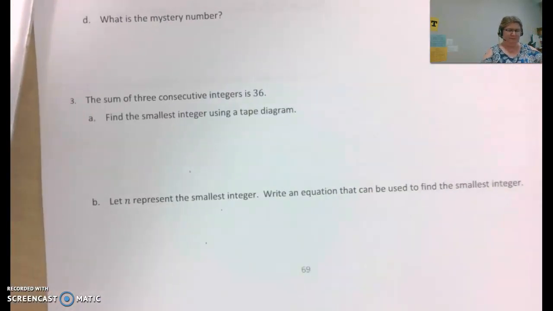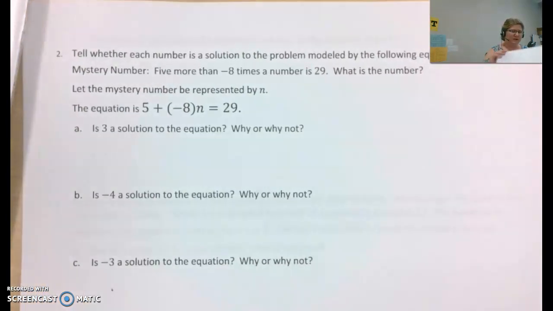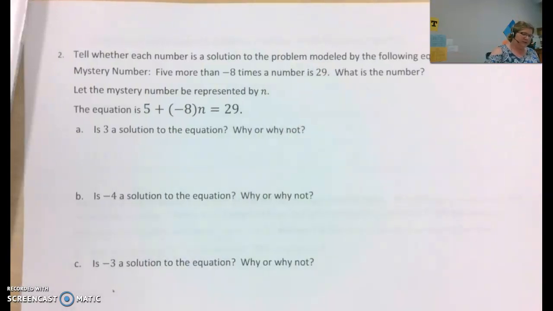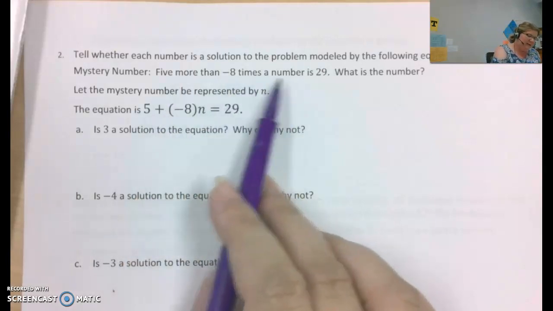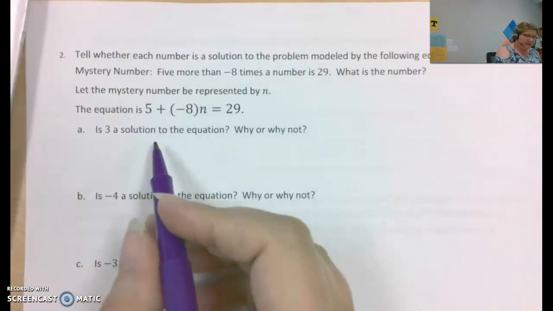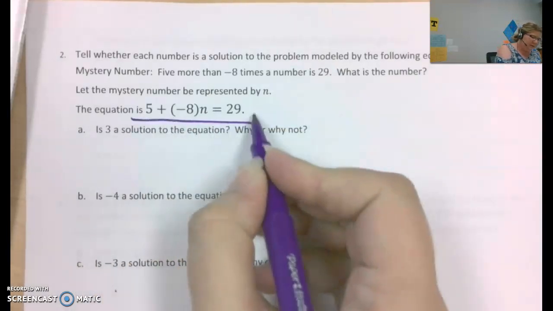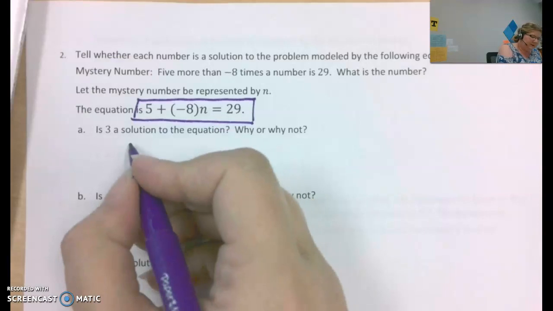Okay. This time we have a situation. Tell whether each number is a solution to the problem, modeled by the following equation. Mystery number. 5 more than negative 8 times a number is 28. What is the number? Is 3 a solution? So here's the equation that we're working with. We're going to substitute 3 in place of n.